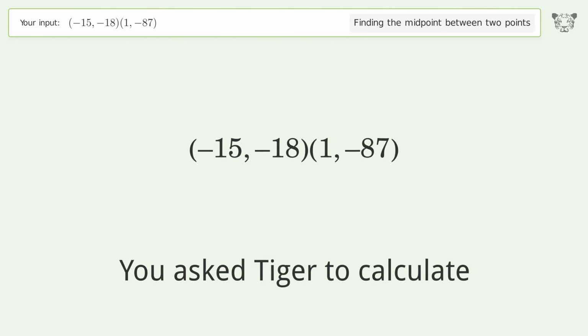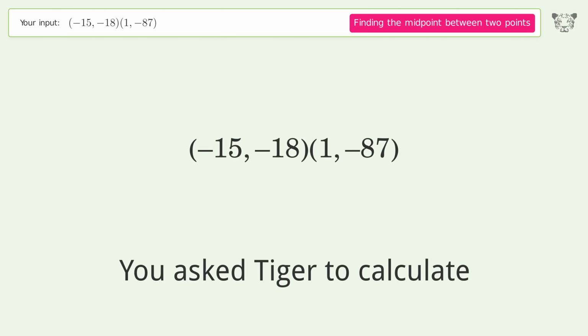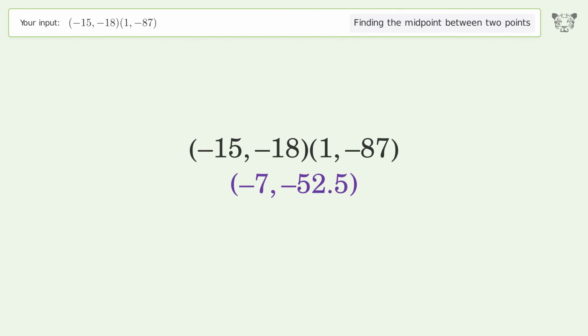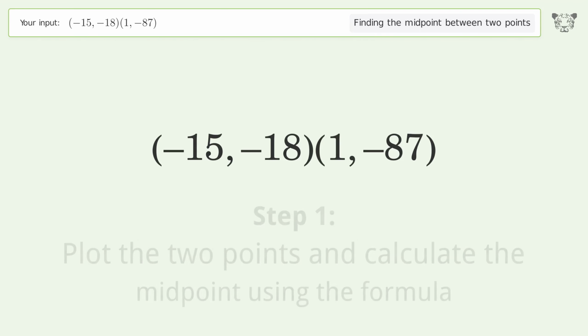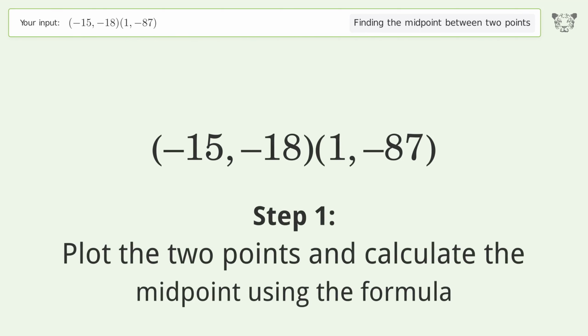You ask Tiger to calculate. This deals with finding the midpoint between 2 points. The midpoint between the 2 points is -7, -52.5. Let's solve it step by step. Plot the 2 points and calculate the midpoint using the formula.